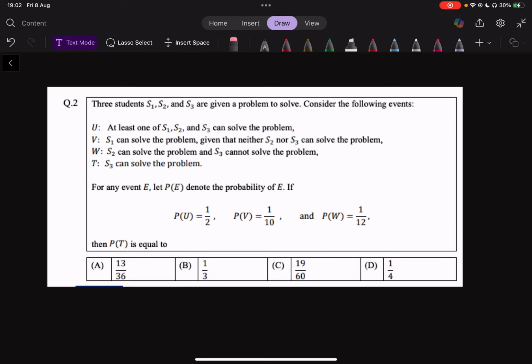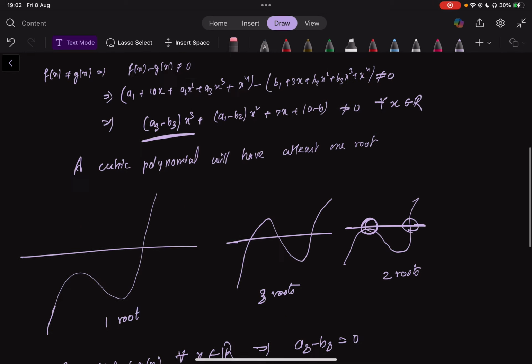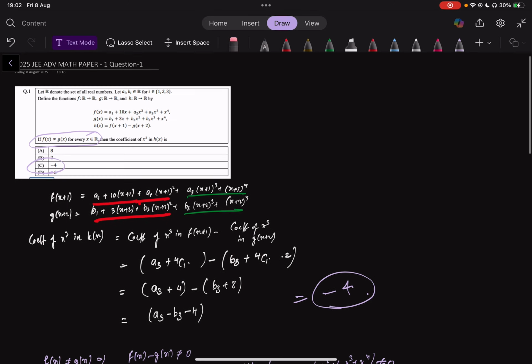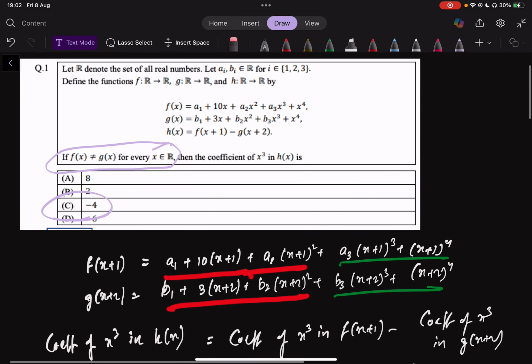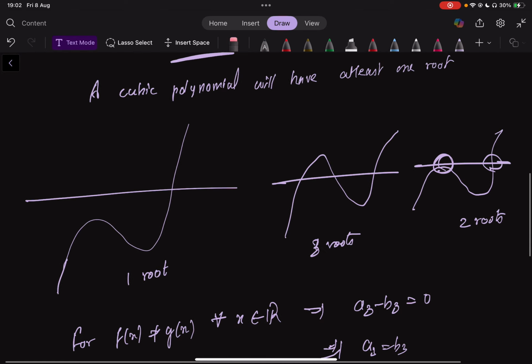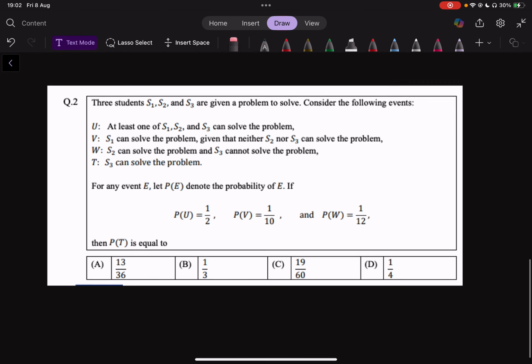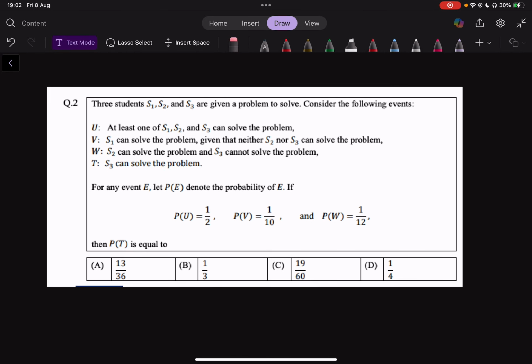In this video, I'll be discussing the second question of JEE Advanced 2025 paper 1, Maths second question. In the last video, I discussed the first question. In a similar way, I'll also upload the videos for the next questions in the upcoming videos. So in this video, we'll discuss the second question.